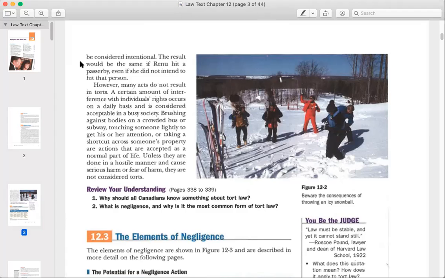A certain amount of interference with individuals' rights occurs on a daily basis and is considered acceptable in busy society. Brushing against bodies on a crowded bus or subway, touching someone lightly to get their attention, or taking a shortcut across someone's property are actions that are accepted generally as a normal part of life.